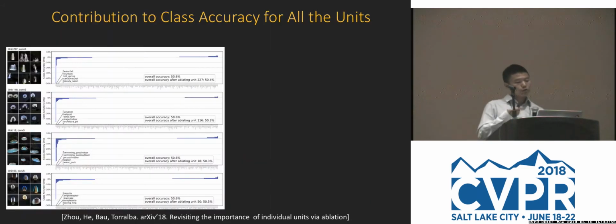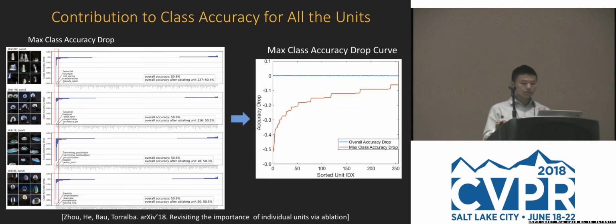So for each one of the units, we can generate the sorted class accuracy drop. Right now, we can take the max class accuracy drop for each one of the units and use that number as a metric to measure how important that unit is to some specific classes. So for all the units at one layer, we can plot them. So here the horizontal axis is the units sorted by their max class accuracy drop.